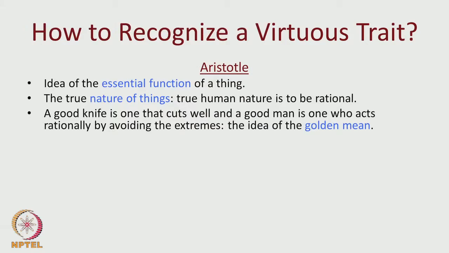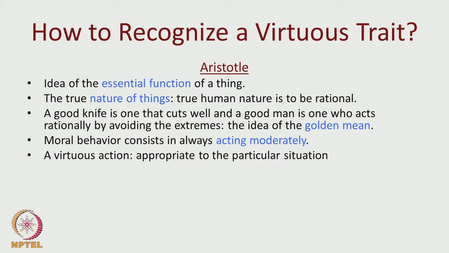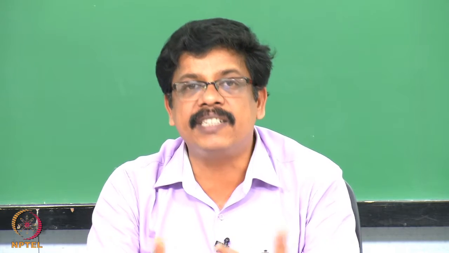So, rationality is treated as one of the characteristic features of man, and this is what I said, we have to strike a golden mean between the extremes. And moral behavior according to Aristotle is also to strike the golden mean, to act moderately, never to go to the extremes, and a virtuous action is appropriate to the particular situation. So, there is also a knowledge which you require about the context, about the situation in which you are acting. This is why moral knowledge according to Aristotle is a kind of practical wisdom.